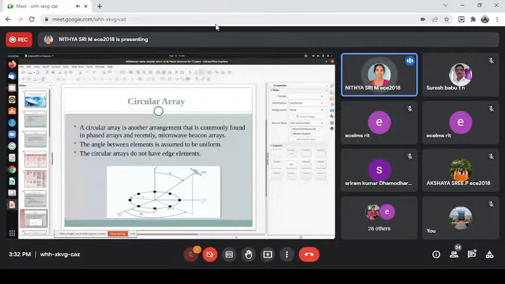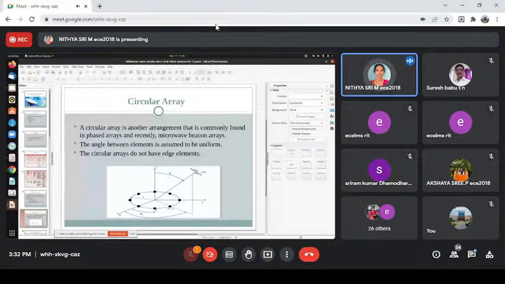Okay, sir. Circular array. It's another arrangement that is commonly found in a phased array and recently in microwave backbone arrays. The angle between the elements is assumed to be uniform. The circular array does not have any edge elements.